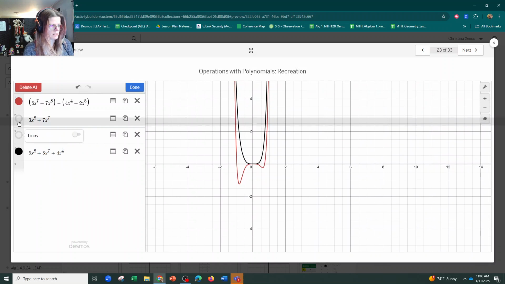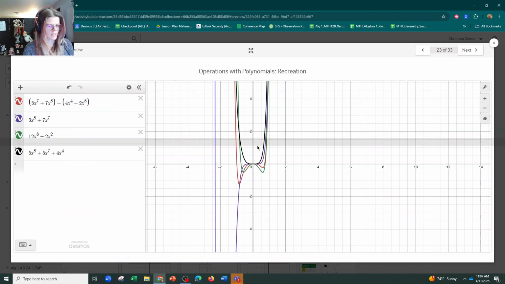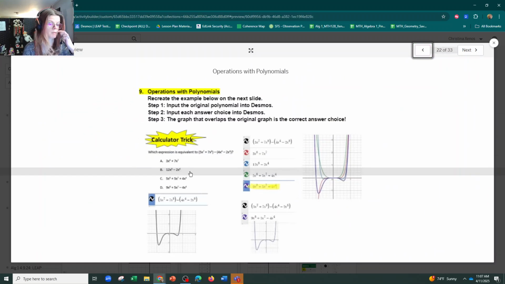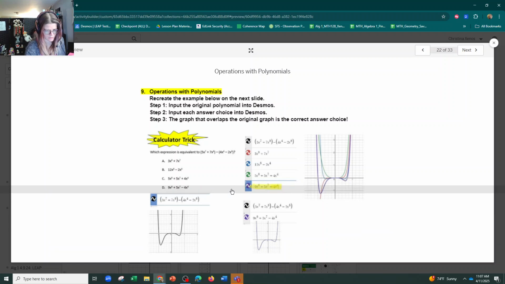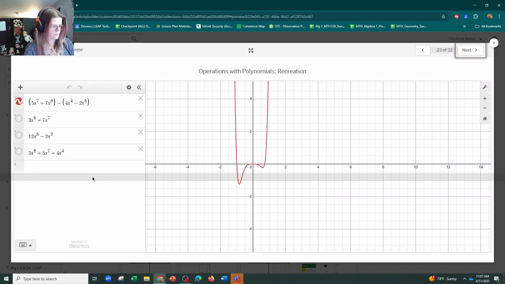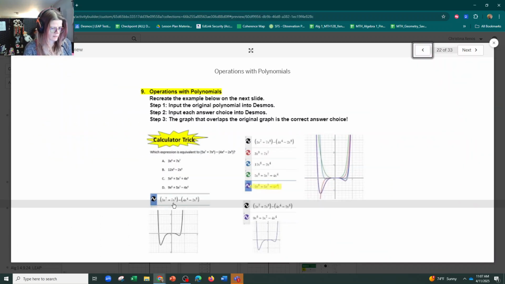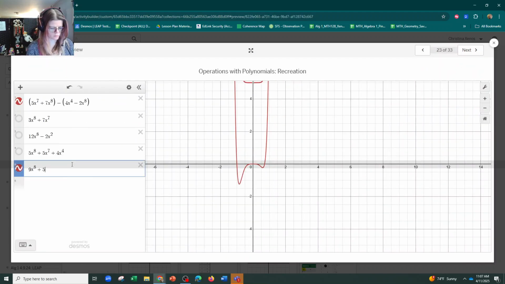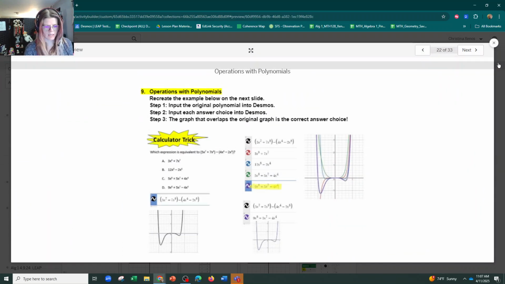So notice how all three of these have not matched the original. Not once. So we're on to the fourth option, which by this point, process of elimination has to be the answer. But we're going to type it in anyway. 9x to the 8th power, just so we can see that final plus 5x squared. And the last one, minus 4x^4.